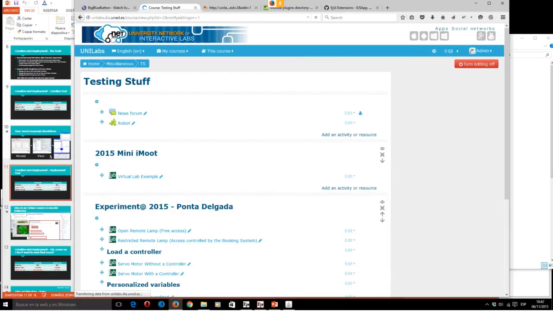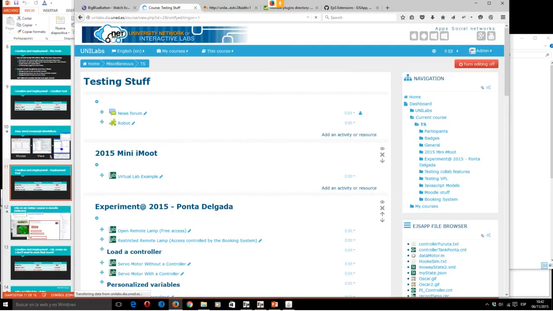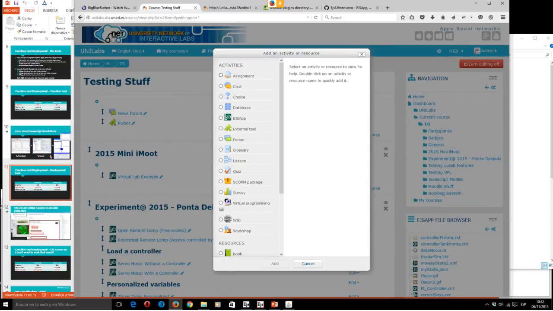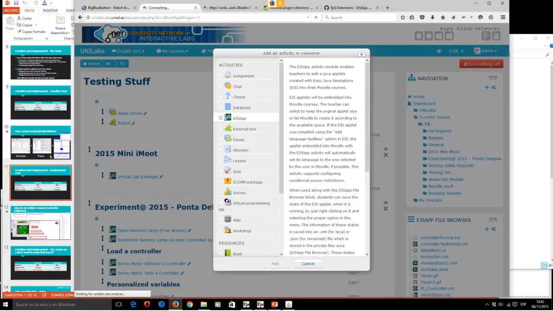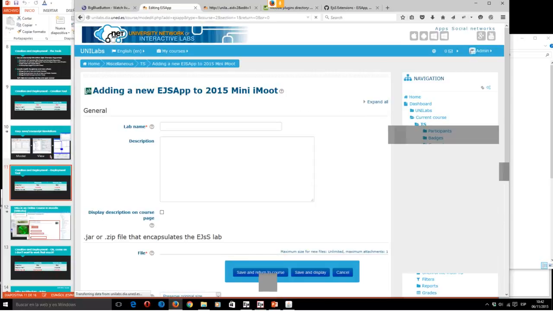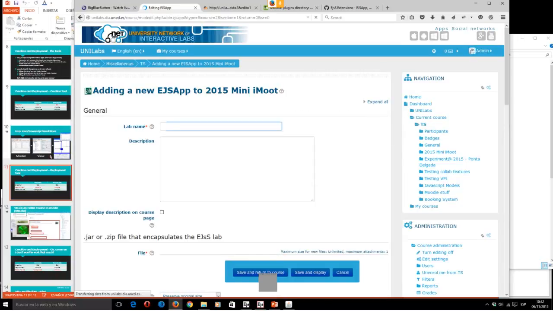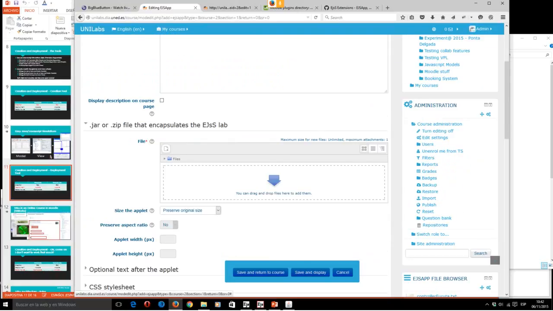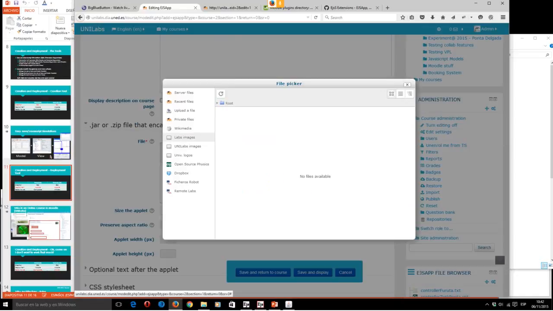So you click on the add an activity or resource button, this loads. Okay, it's a bit slow now. Add an activity or resource, I click on EJS app, just like I did before, but instead of dragging and dropping, I'm going to call this open source physics. Instead of dragging and dropping, I'm going to click on the app file. I'm going to click on this repository, open source physics.